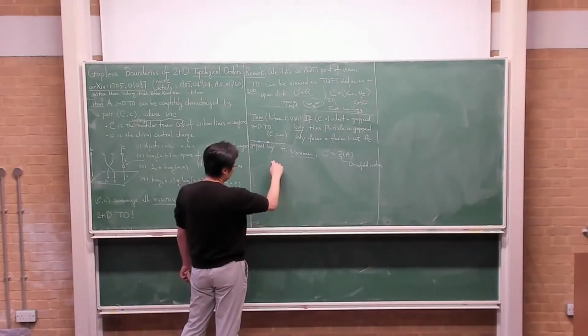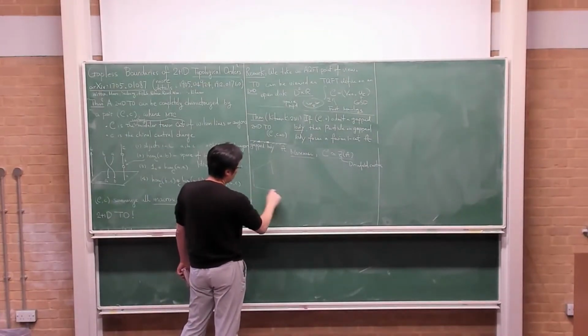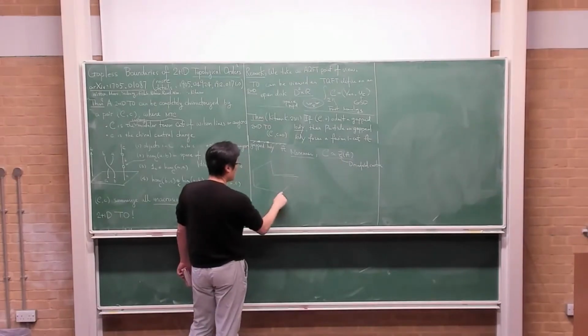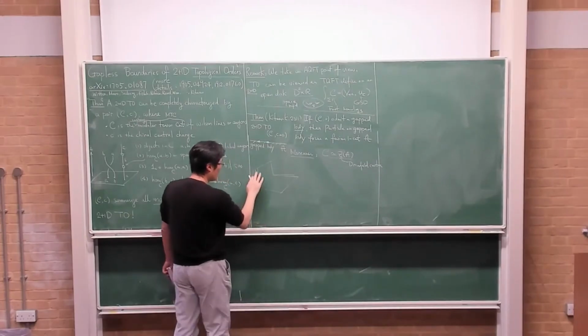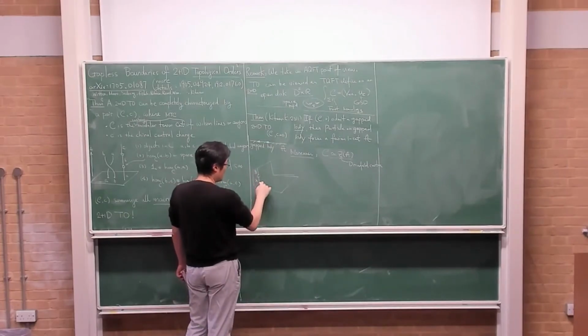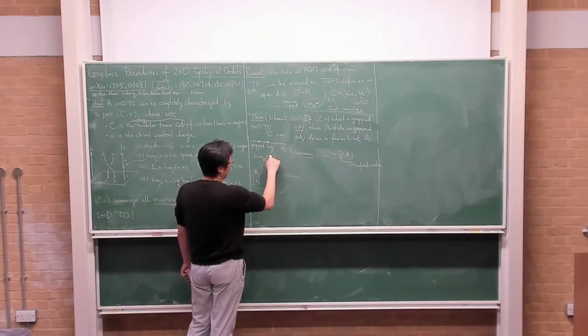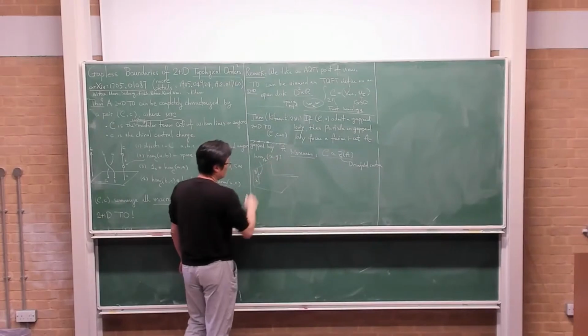Roughly it's something like this: assume this is the boundary, then you also have a boundary particle, maybe xy, and this is also an instanton. This is the xy.